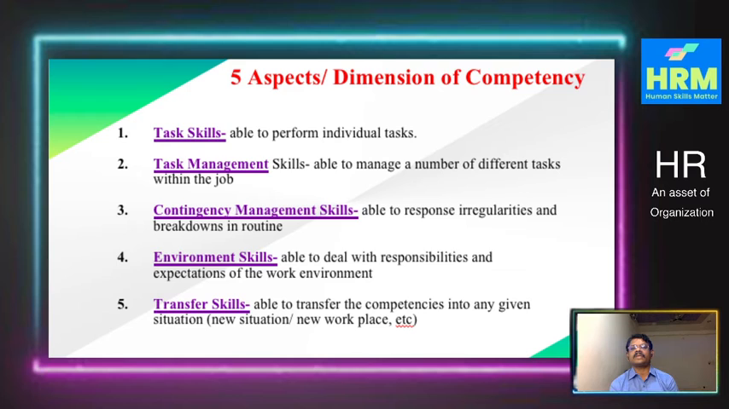Task skills are the ability to perform individual tasks, and task management is the skill of managing a number of different tasks within the job. Contingency management skills are the ability to respond to irregularities and breakdowns in routine. Environmental skills are the ability to work with the responsibilities and expectations of the work environment. Transfer skills are the ability to transfer the competencies into any given situation, a new situation or new workplace, wherever it is. How best you can transfer your skills in the given environment is another important dimension.